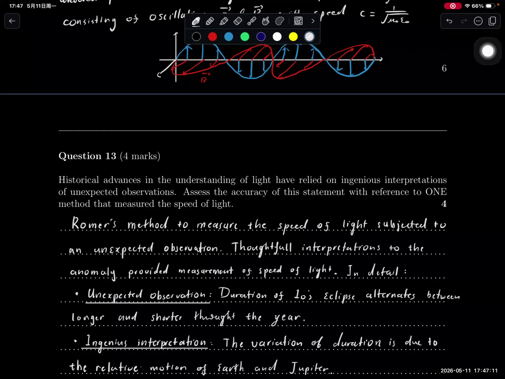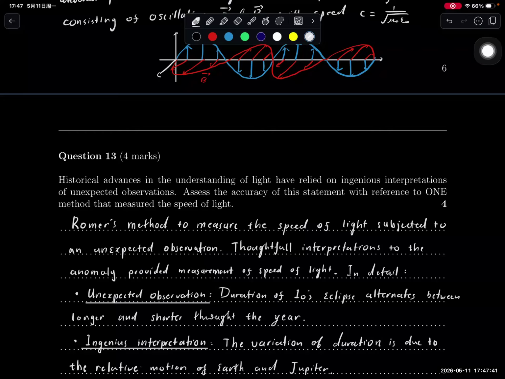It wants a specific experiment that involves an unexpected observation, and that challenged scientists to change the model or to make different measurements and stuff. And assess the accuracy of this statement, with the reference of one method to measure the speed of light. So not only does it require you to choose an experiment, it also requires that the experiment is one of the speed of light experiments.